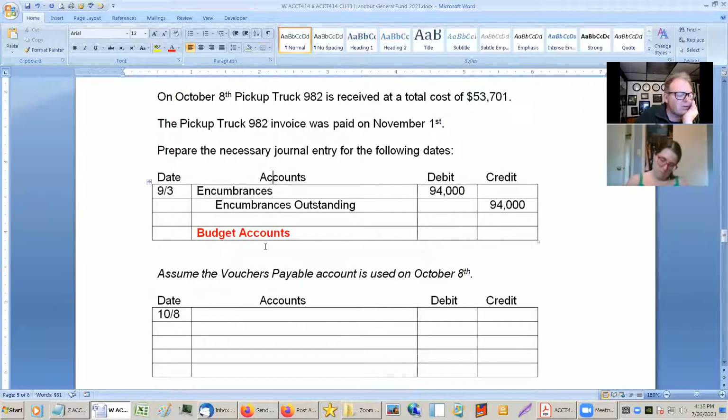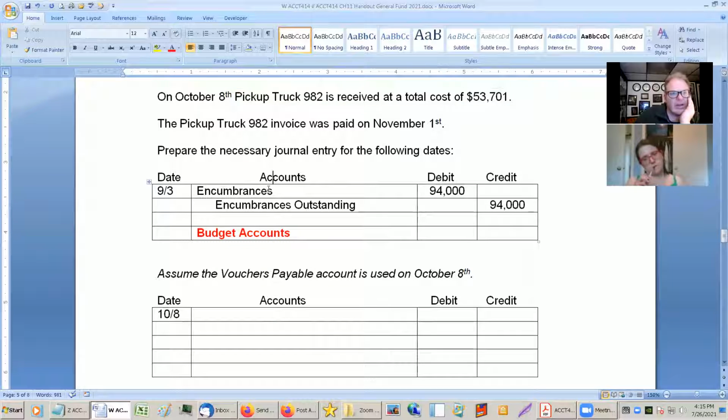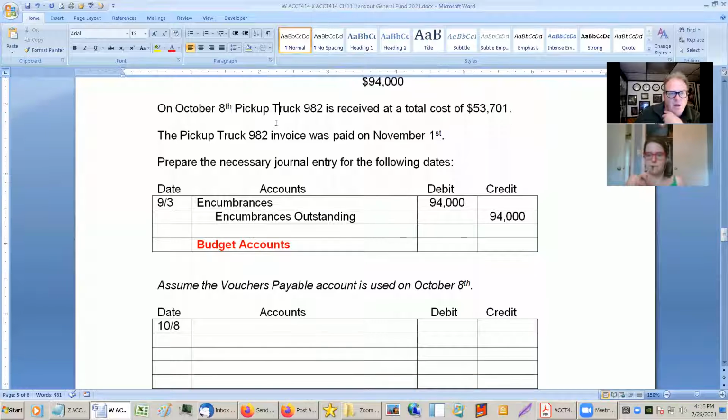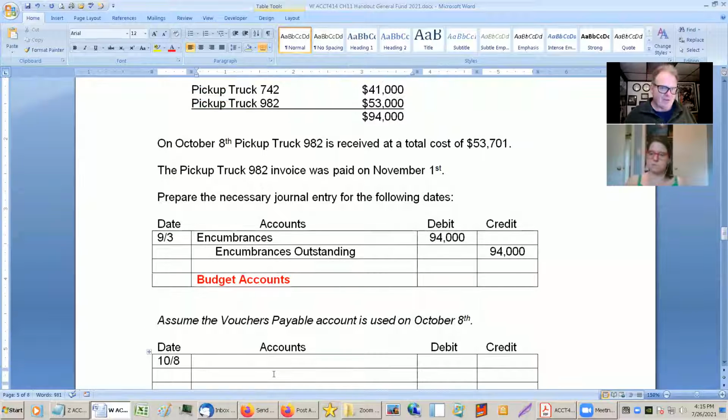And they're simply there to let people know that you can't spend it. Okay, now we get the pickup truck. The pickup truck comes in on October 8th. So at that point, we do owe somebody. Now we got a truck. Okay, so the first thing we have to do is take our hands off of the money that we set aside for this truck.